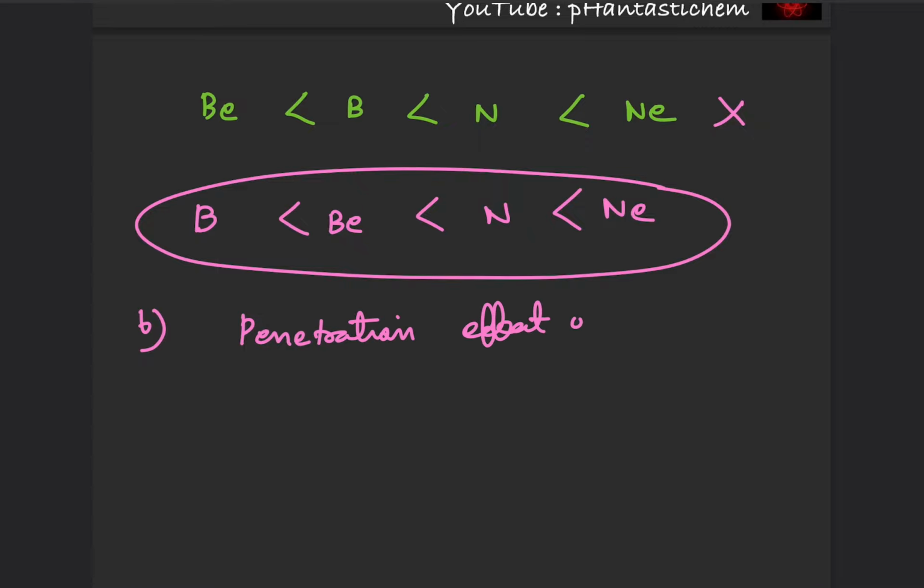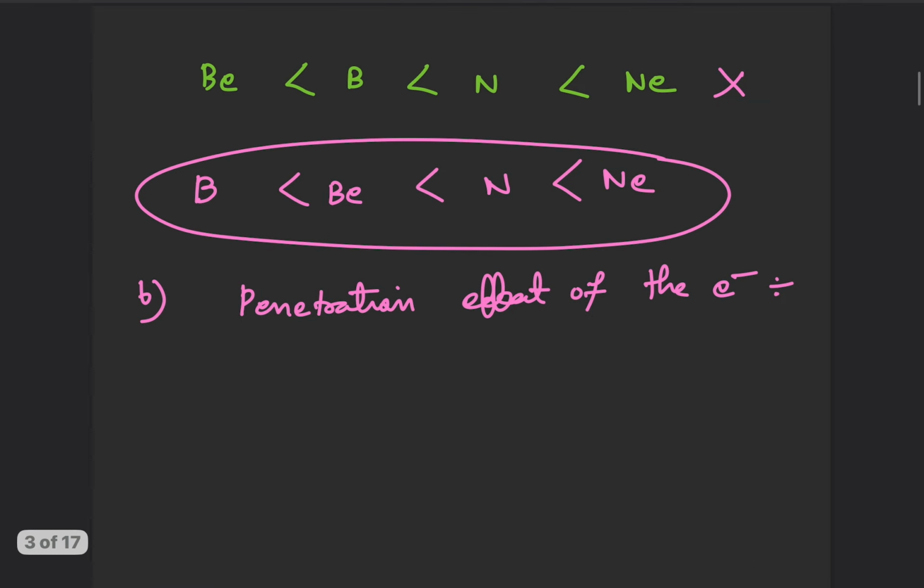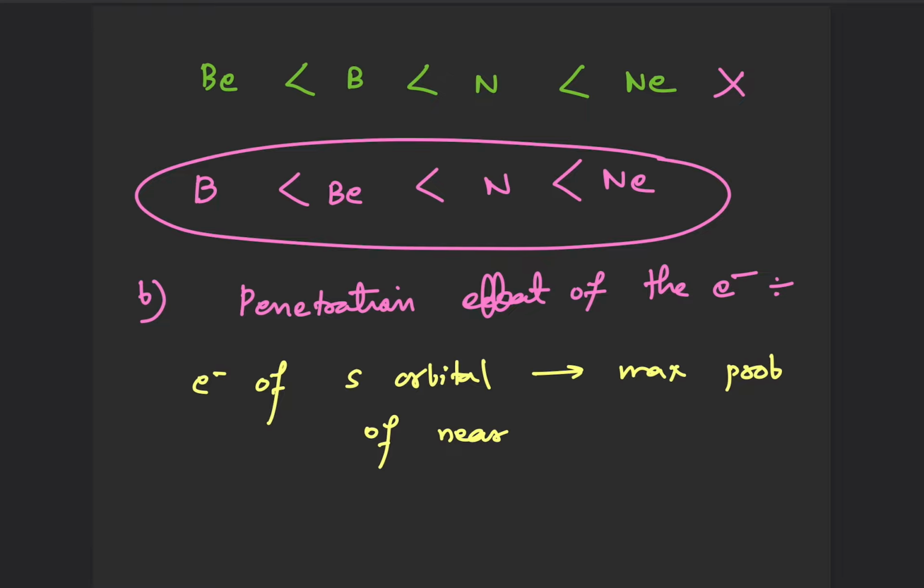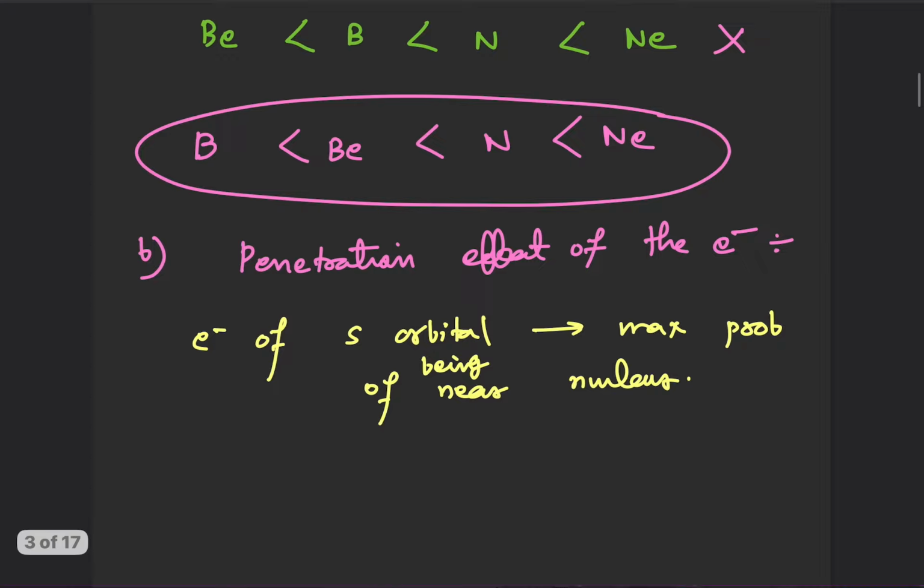Penetration effect of the electron. So we know that an electron of the s orbital has the maximum probability of being found near the nucleus, and this probability goes on decreasing in the case of p, d, and f orbitals of the same shell, right? So the electrons of s orbital have the maximum probability of being near the nucleus, and this goes on decreasing in the case of p, d, and f, right?